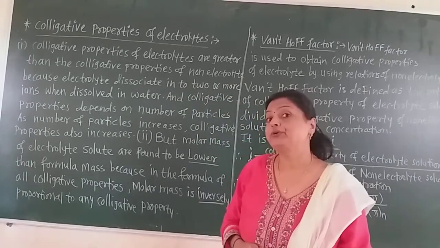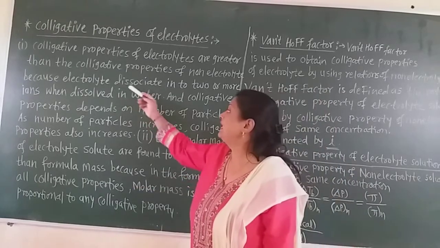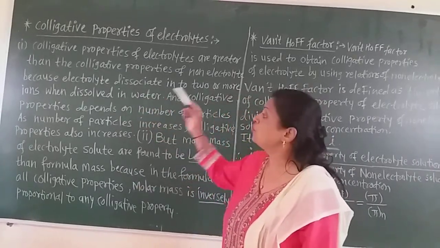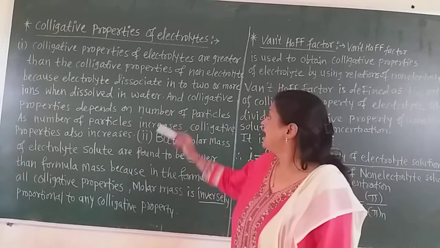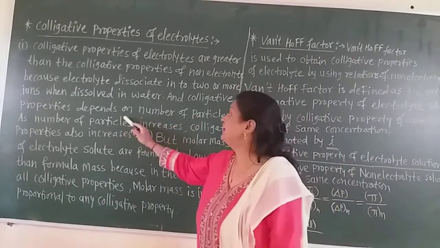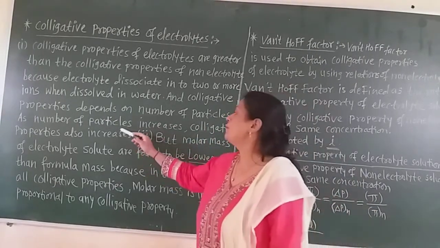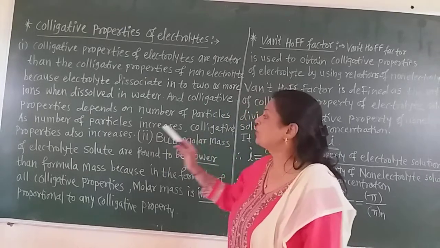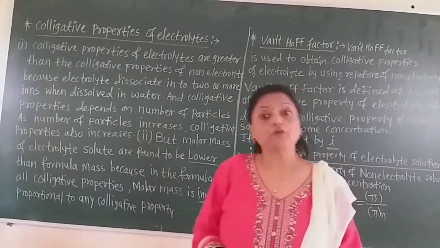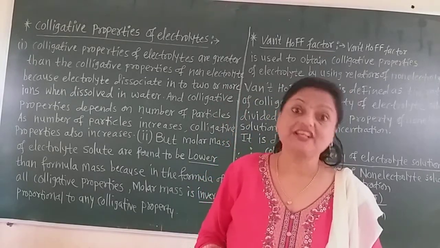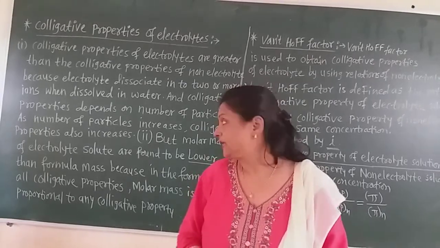This may be asked in the examination as give reason. Because electrolytes dissociate into two or more ions when dissolved in water, and colligative property depends on the number of particles. As the number of particles increases, colligative properties also increase. So the colligative properties of electrolytes are always greater than the colligative properties of non-electrolytes.